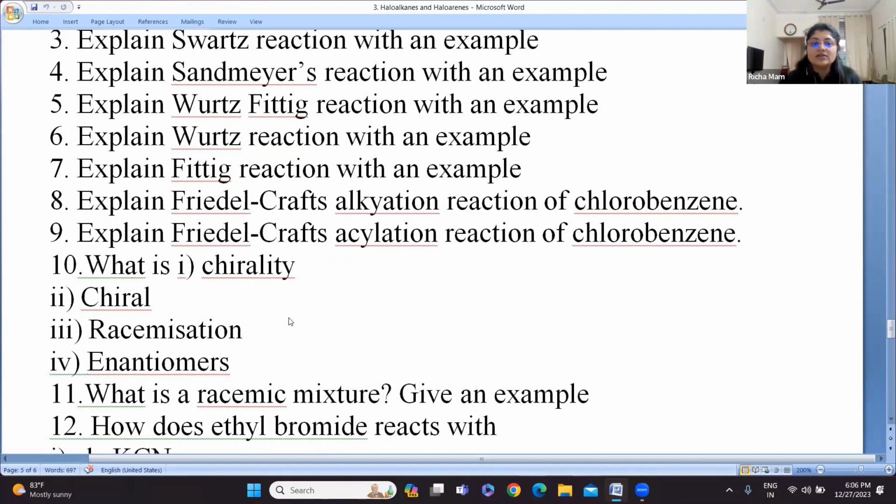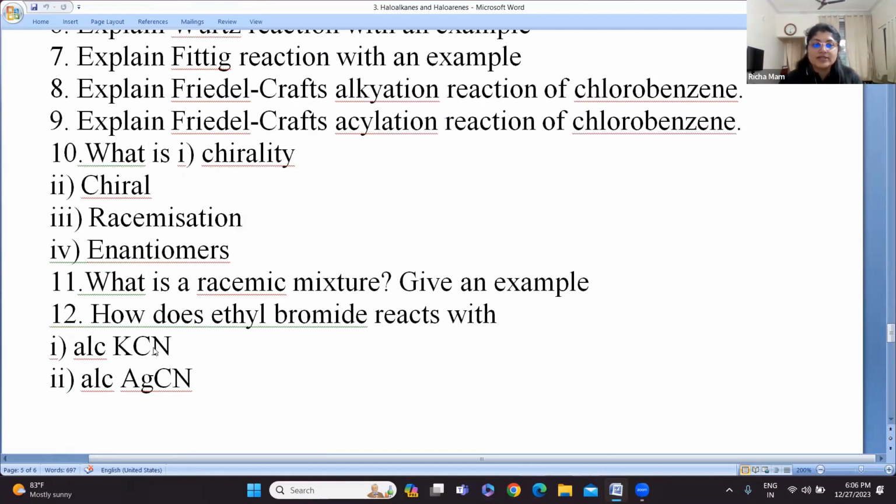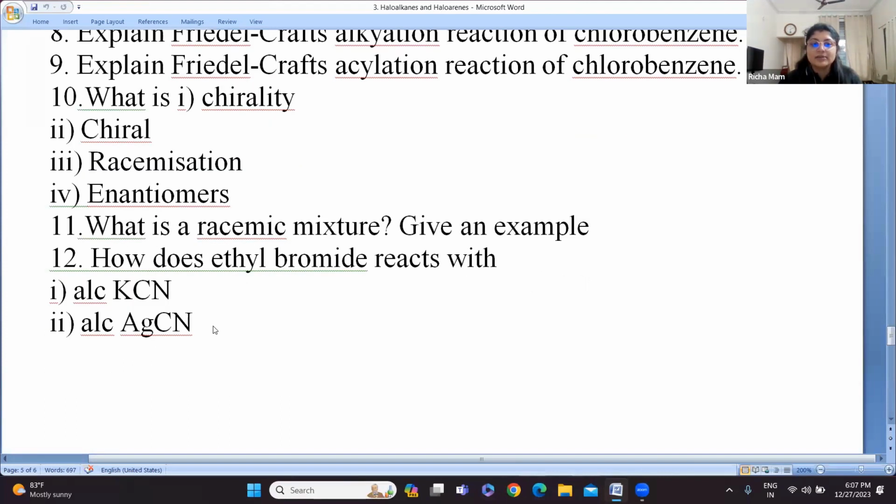Then we have seen the terms: what is chirality, what is chiral carbon, what is racemization, what are enantiomers. Then we have also discussed what is a racemic mixture. Give an example. So today we are going to discuss the remaining questions. I think we have stopped there, right? So we are going to start with the 12th question.